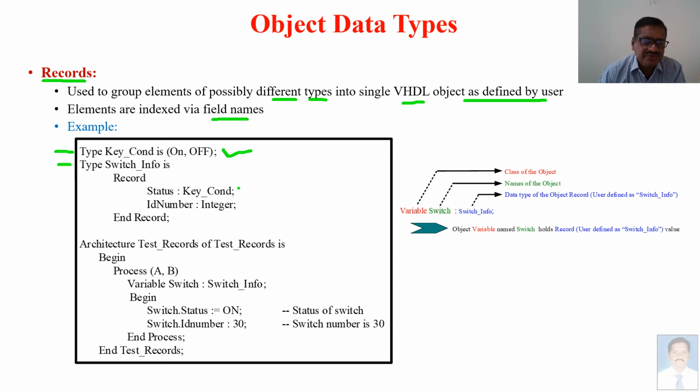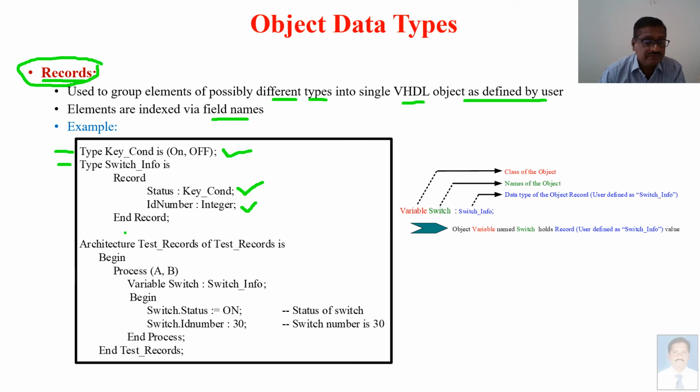Here in this case we are using two different data types together. One is the user defined enumerated data type key condition, and another is the ID number which is of the integer category. So here we have user defined, which is an enumerated data type, and integer, and we are combining these two different types, and this comes under the records in the VHDL program.